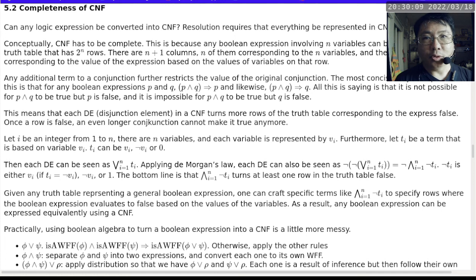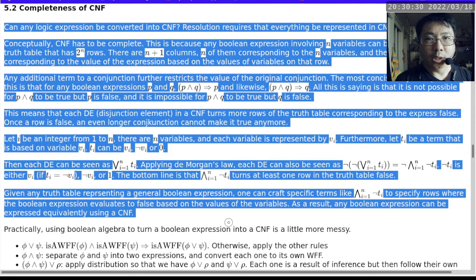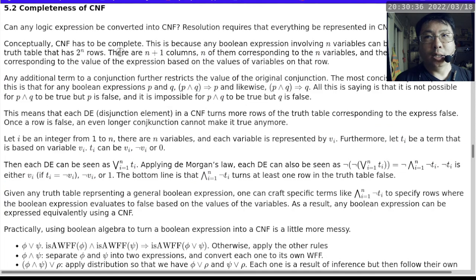So section 5.2 has been expanded. It's a little bit longer than before, and that's because I really want to convince everybody that any Boolean expression can be converted into a conjunctive normal form. So that's what the first portion of it is about. If you read this part here, that's all new, and basically it is theoretically explaining why a general Boolean expression can be turned into a conjunctive normal form. So I'm going to start with this first, because I think it's important to understand why theoretically this is doable.